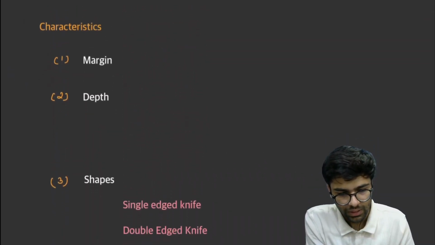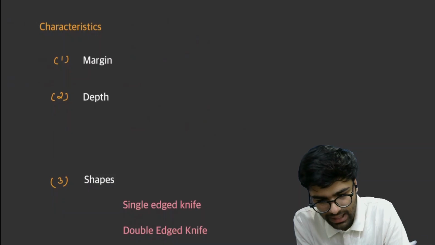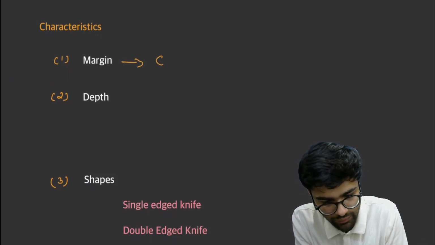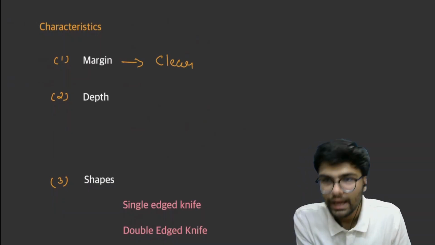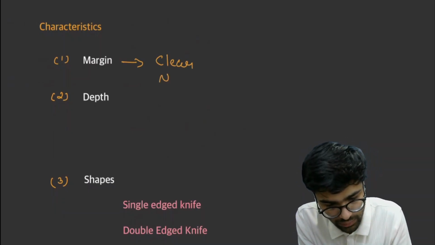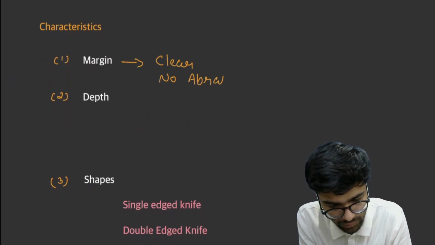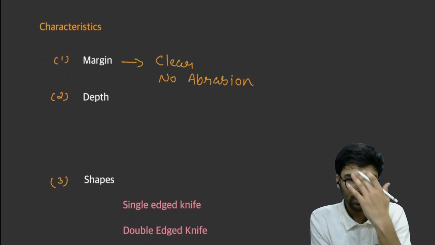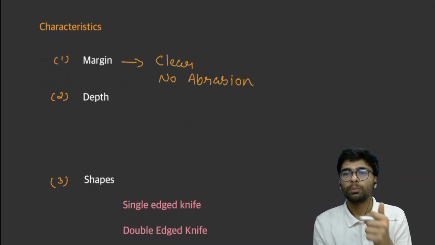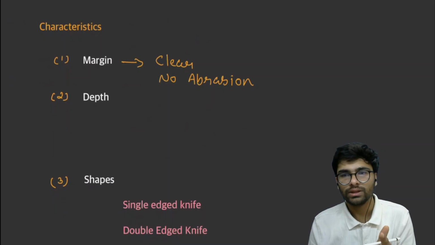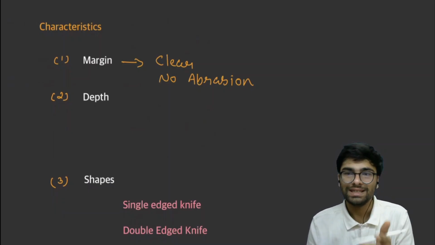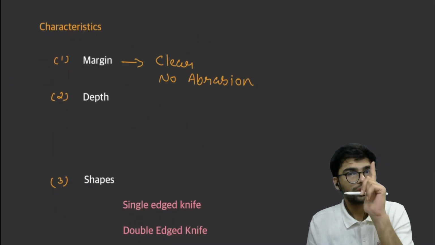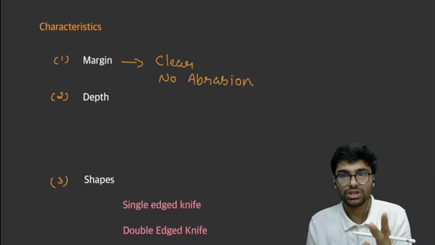Okay, so starting with the first point, that is margin. So margin for stab wound is of course clear, and there is no abrasion. What is abrasion? Abrasion in Hindi we call chiljana, and in Gujarati we call cholai jau. It is the superficial removal of the skin through friction. So of course in stab wound we have penetration, we don't have any kind of abrasion.